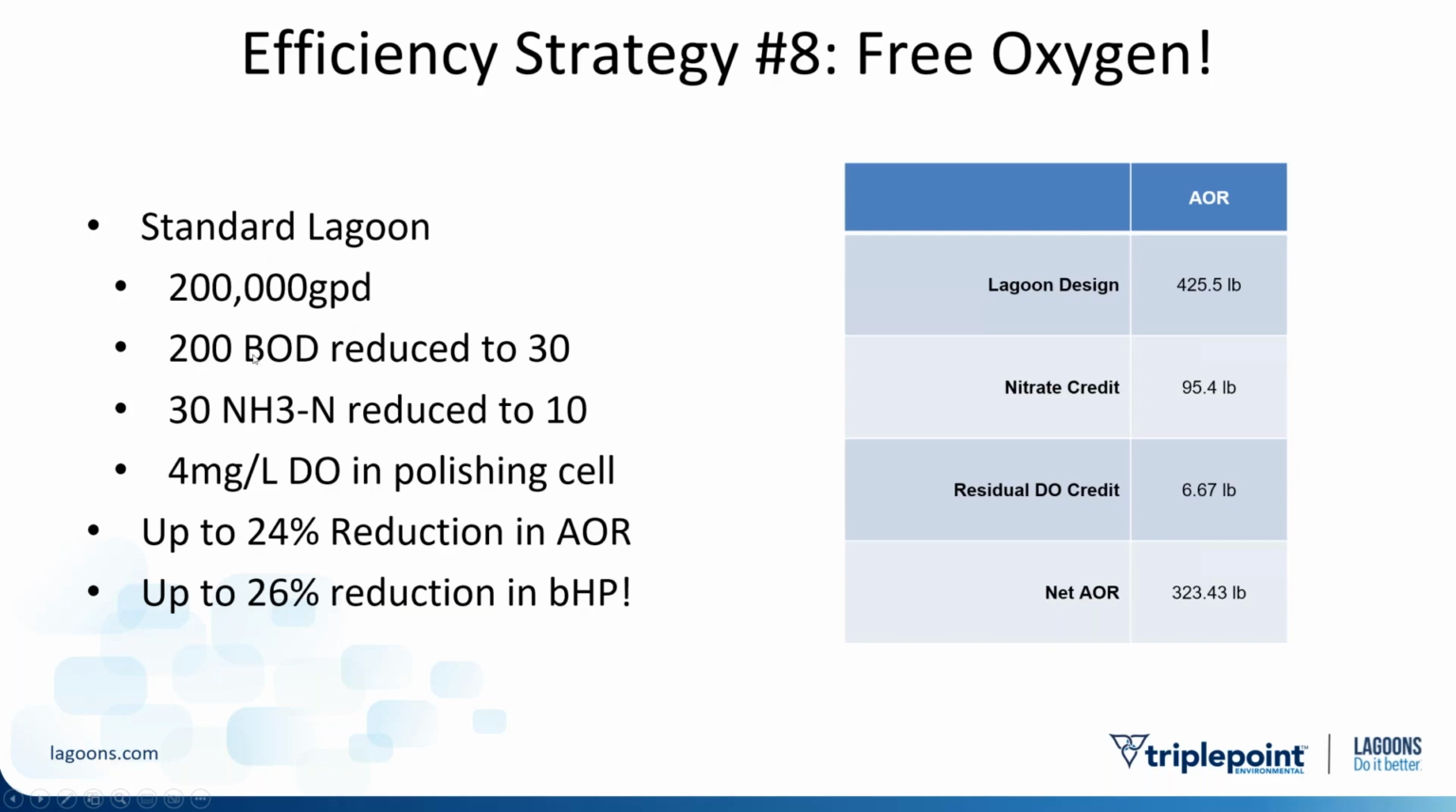Let's say we have a standard lagoon, 200,000 gallons per day. The BOD is reduced to 30, the ammonia is reduced to 10, and we've got 4 milligrams per liter of DO hanging out in that final cell. If we recycle that water back, we can get a nitrate credit of up to 95 pounds, and a DO credit from just the residual DO in the water we're bringing back of about 7 pounds, with a net difference of about 25% from what the lagoon was designed for and what we're actually going to need with that recirculation. It's important to note that this is not an exact science.